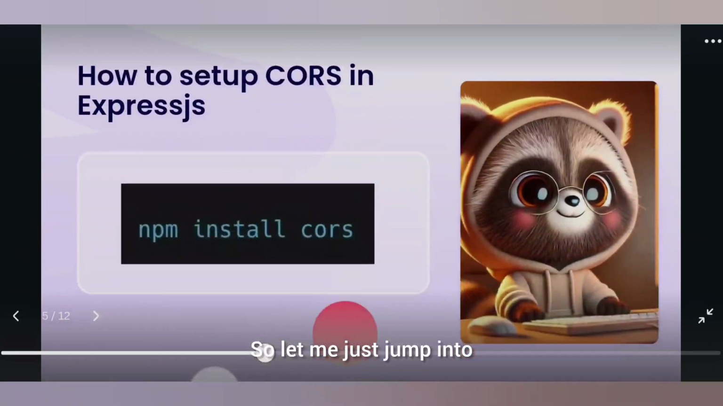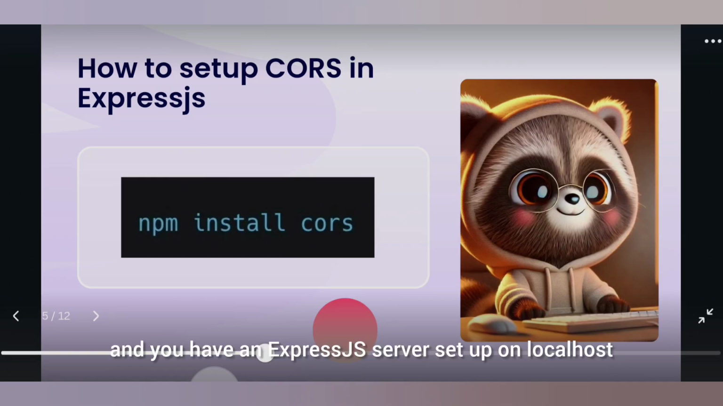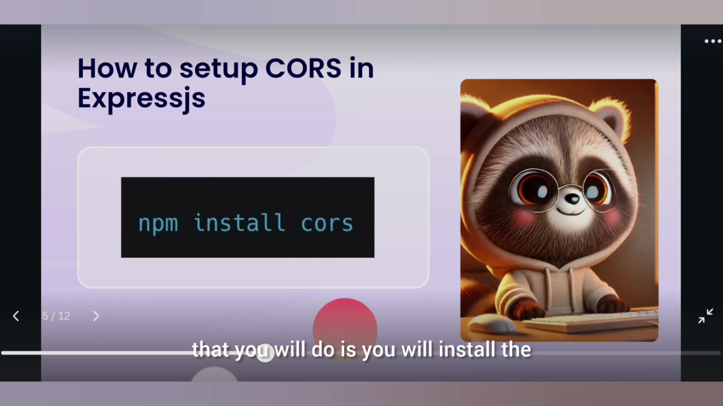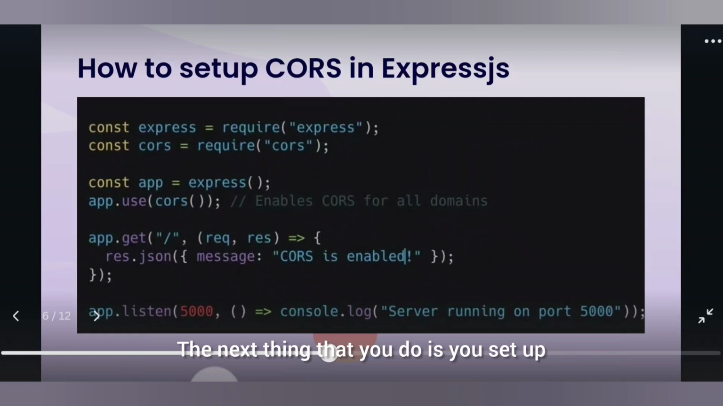So let me just jump into how to set up CORS in an Express.js server. Let's just say you are creating a MERN stack app and you have an Express.js server set up on localhost. The first thing that you will do is install the CORS module using npm install cors, and save it if you want to in package.json. The next thing that you do is set up the code to allow the cross-origin request using the CORS module.